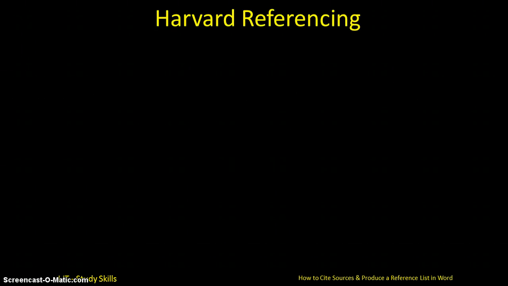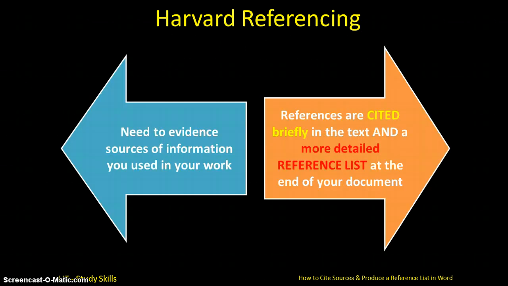The Harvard referencing system is generally the method of acknowledging people's work that you'll be expected to use. It's probably the most common. There are other versions of how you would reference work, but Harvard referencing is probably the most common. And what we do is we need to evidence any sources of information that you've used in your work. And we do that in two ways.